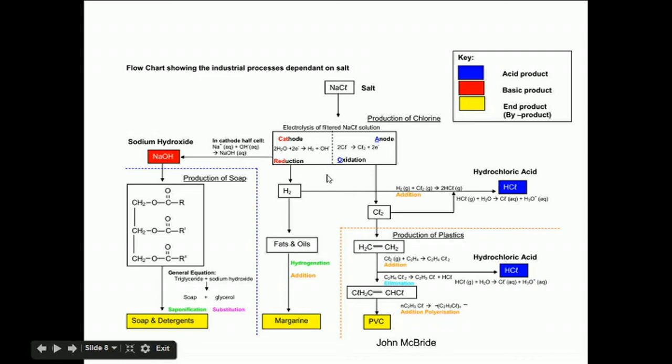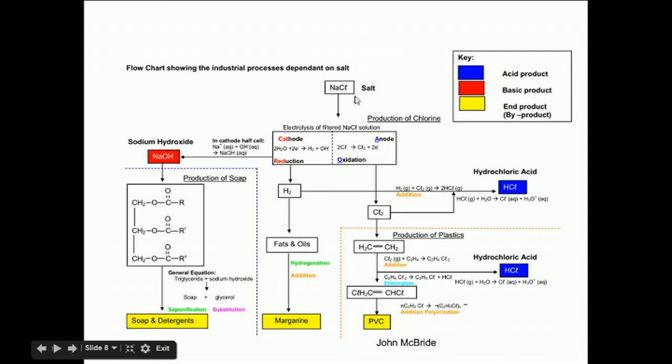And this is done by John McBride, our very own John McBride. He's a good man, that John. And he actually has color-coded the acids blue. I don't know why blue, because acids go red with litmus. I'll speak to him about that afterwards. And then the sodium hydroxide is red, and the products are all yellow.